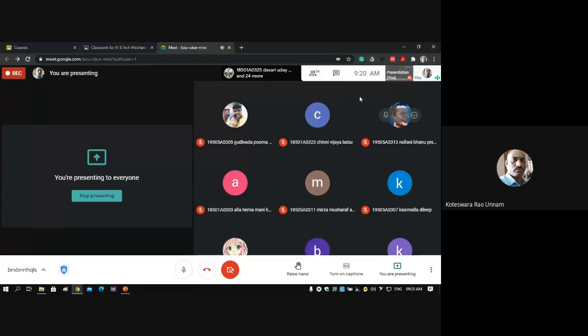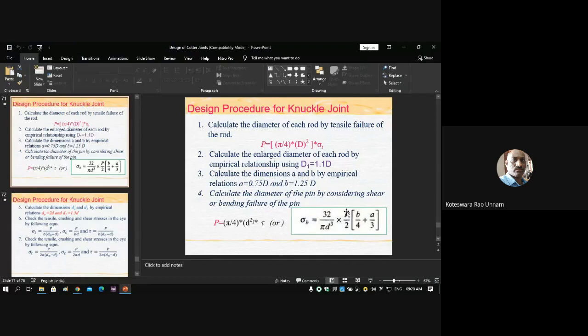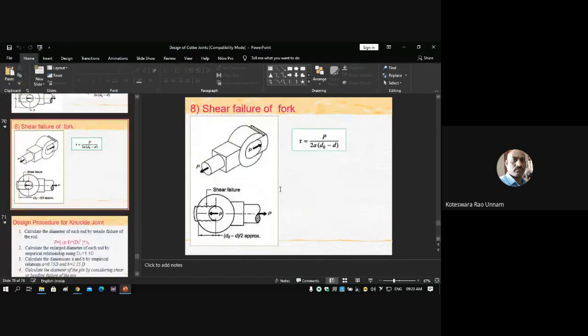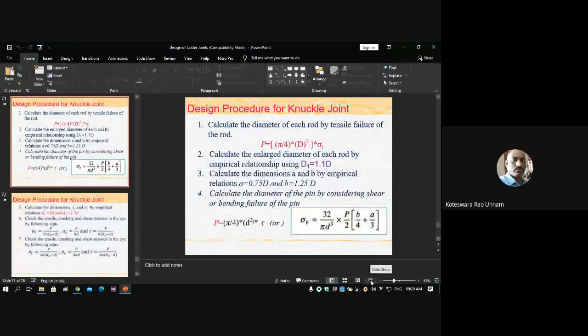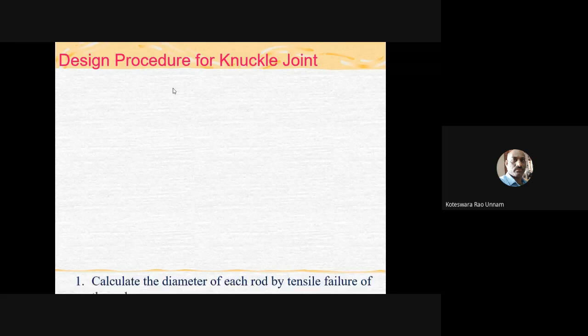Okay, so we'll start the class today. In the previous class, we discussed how to design a knuckle joint. So today, we'll take up one numerical problem on this knuckle joint. Then we'll close this topic also. Again, we'll recall the design procedure, then we'll take up the problem.